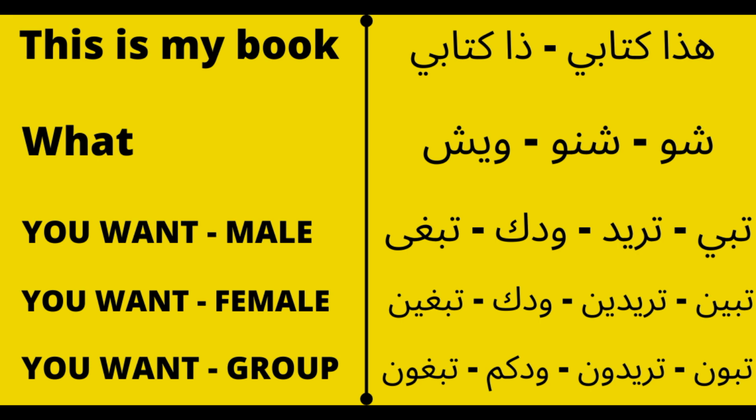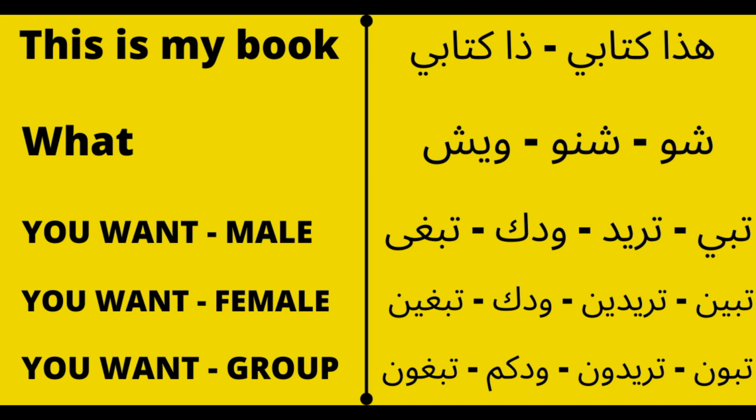Okay. Bonus information or extra information. If you want to say this is your book when you are talking to a male, it will be هذا كتابك or the كتابك. Also, if you want to say this is your book for female, هذا كتابك or the كتابك. So what we say if we want to say this is your book for a group? هذا كتابكو or كتابكم or the كتابكو or كتابكم.